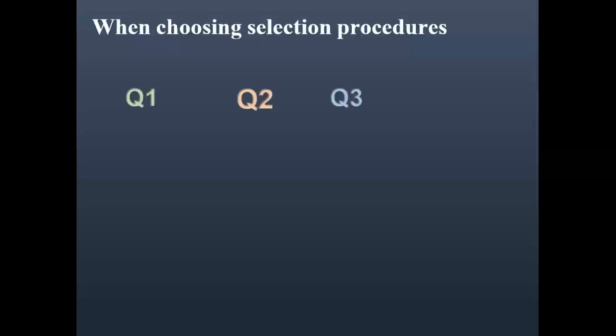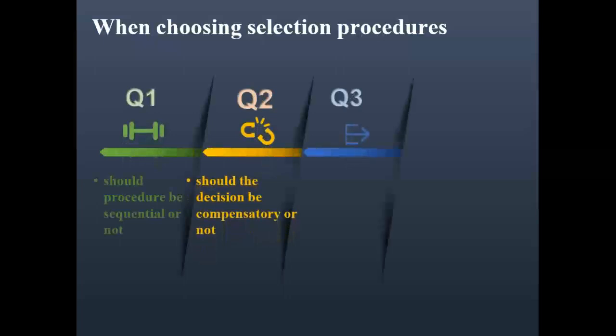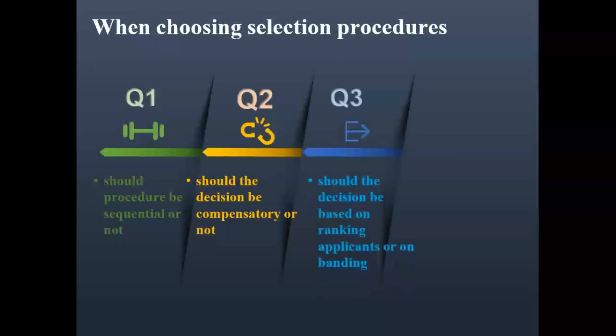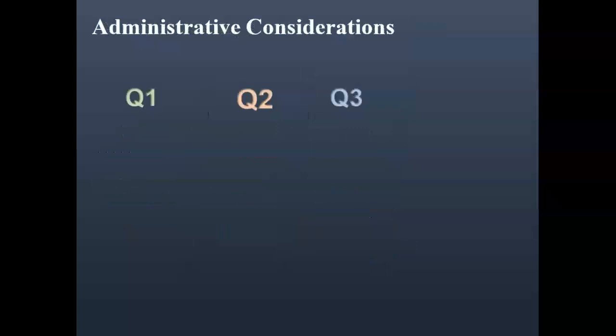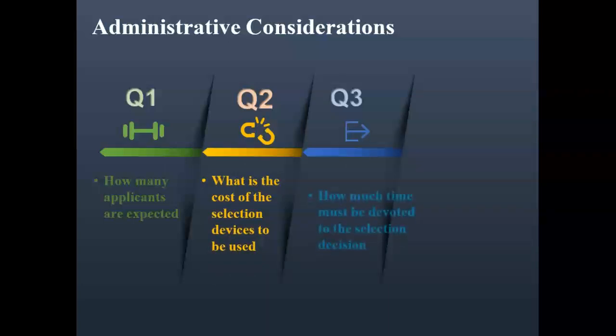So ultimately, class, when we're choosing selection procedures, these are the considerations we want to work out. Should the procedure be sequential or not? Should the decision be compensatory or not? Should the decision be made based on ranking, on top-down selection, or based on banding? And there are also administrative considerations. We will want to work out how many applicants we expect, and what is the cost of the selection tools that you're going to use? So basically, what are the costs involved in terms of money and time?